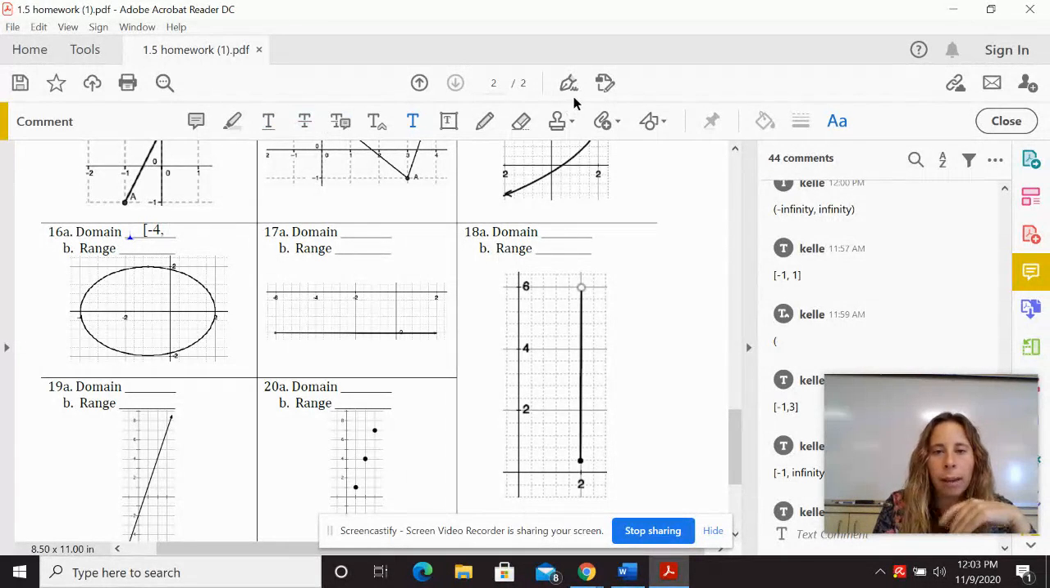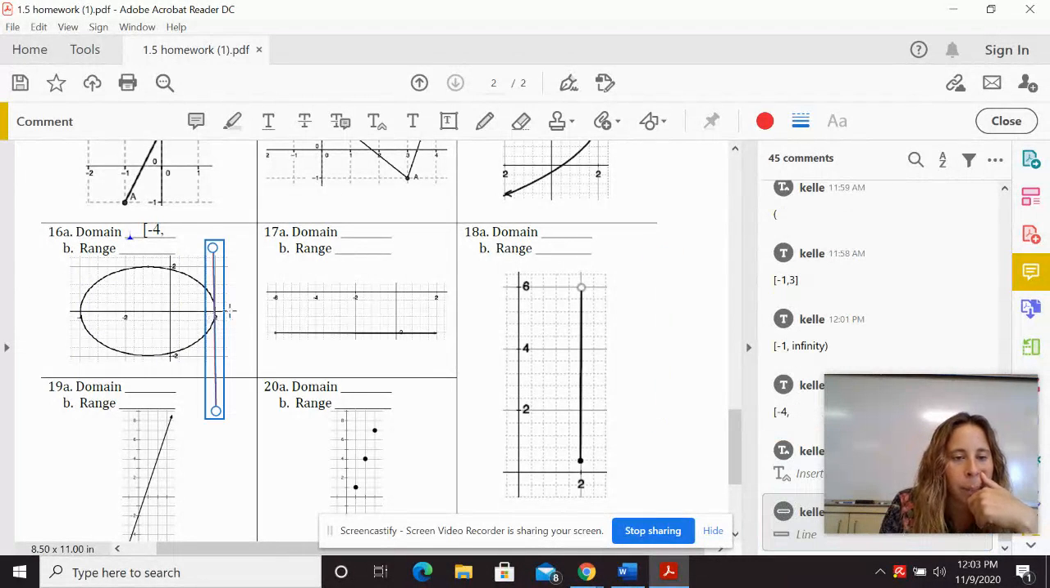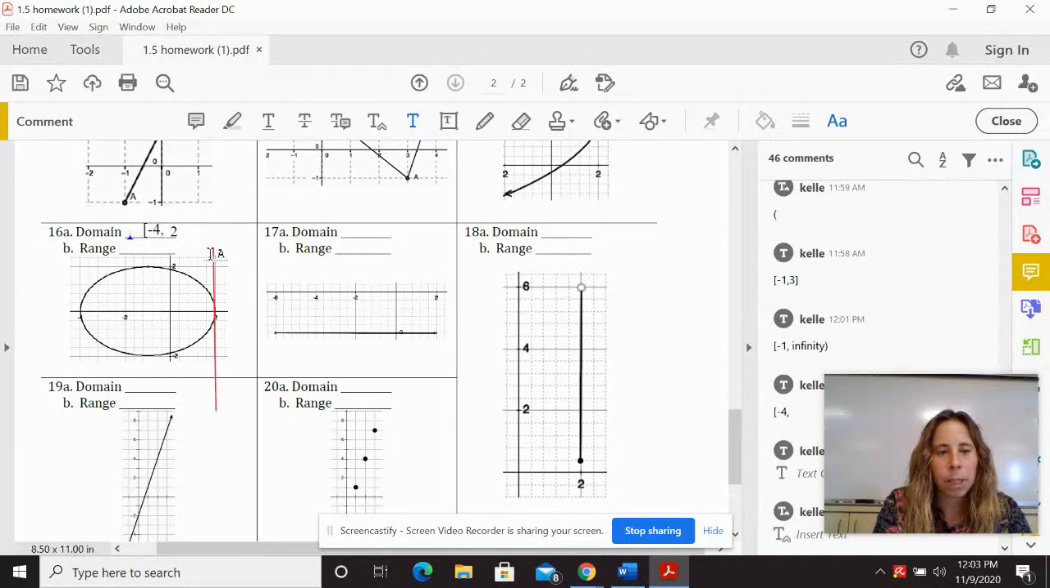Oh, I should have kept my line. Okay. So I started here. I was going left to right. So that's the first point I hit. And then what's the last point I hit going left to right? This guy. So it's from x equals -4 to x equals 2. And once again, use a bracket. -4 to 2.